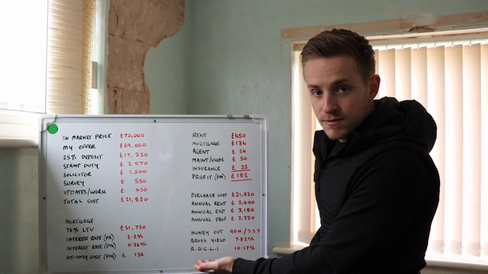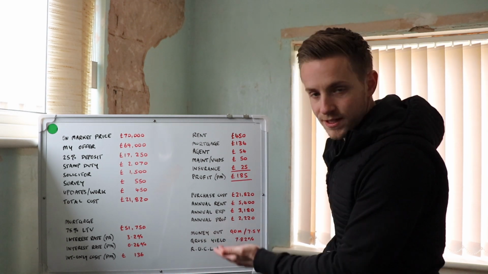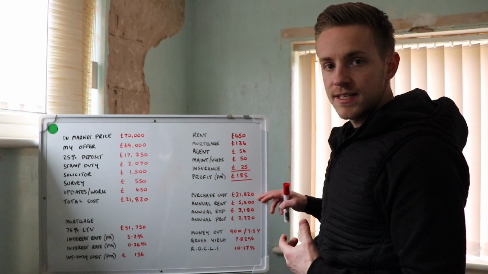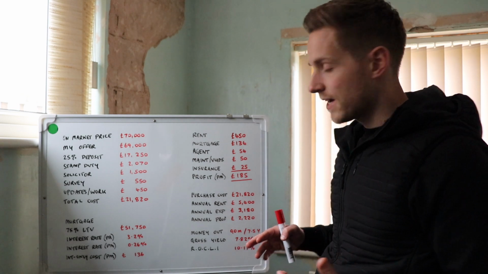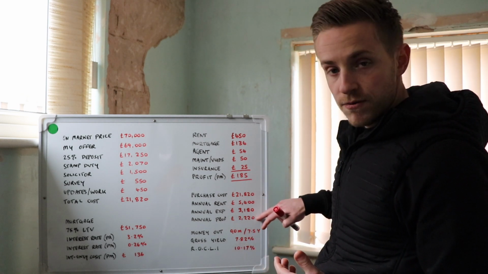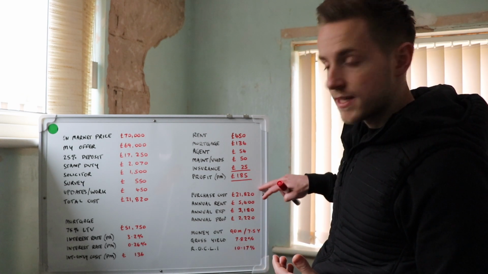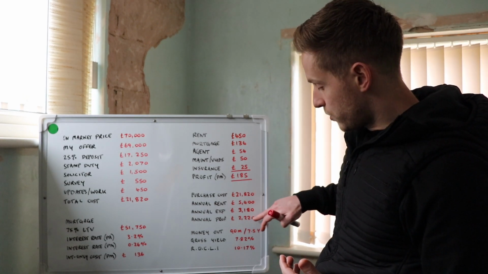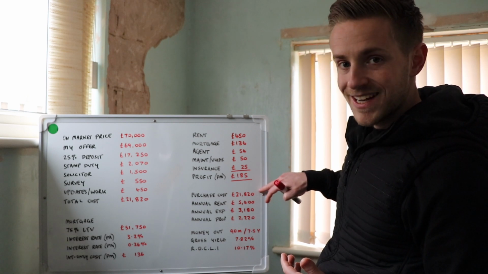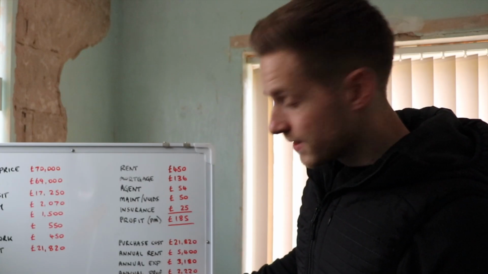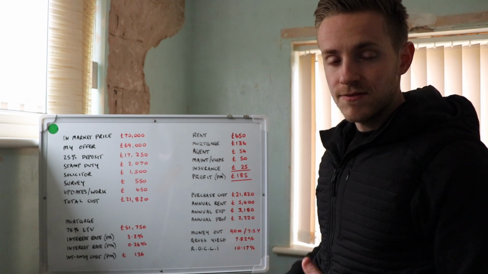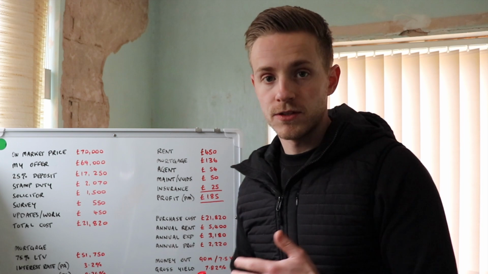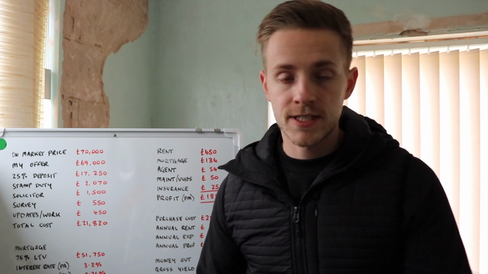And last of all, last but not least, return on capital left in. So what is your return on that money that you invested into this deal? And in order to calculate that, you're going to take your profit per annum and you're going to divide that by the amount of money you put in. Okay, so 2220 divided by 21820 times 100 gives you 10.17%.